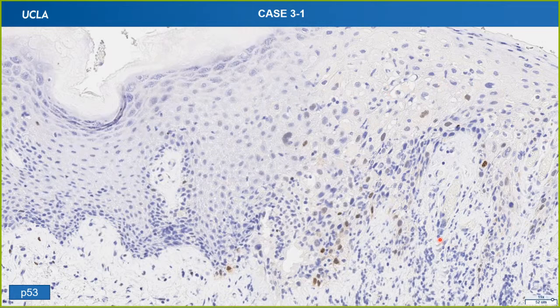So just remember that in cases that are clear-cut Devin on H&E, there may not be a supporting P53 staining pattern. And in these cases, we have to go back to the morphology and make the diagnosis. And this was a case of Devin plus SEC.